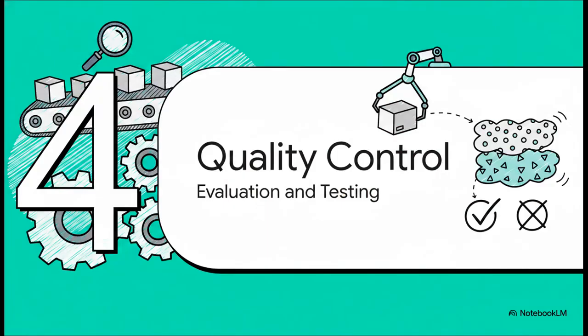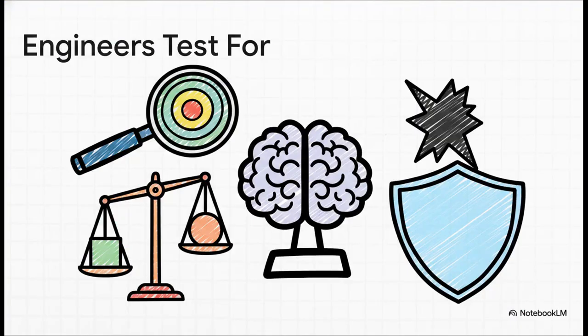Section 4, quality control, evaluation, and testing. Before this thing leaves the factory in step 5, the model faces rigorous testing on entirely separate datasets, stuff it has never seen before. That proves it hasn't just memorized the training data. Engineers are checking for overall accuracy, making sure the model's predictions are actually correct. They run strict bias and fairness checks and perform intense stress testing for edge cases, basically throwing weird, unexpected prompts at the model to see if it breaks or behaves unpredictably.